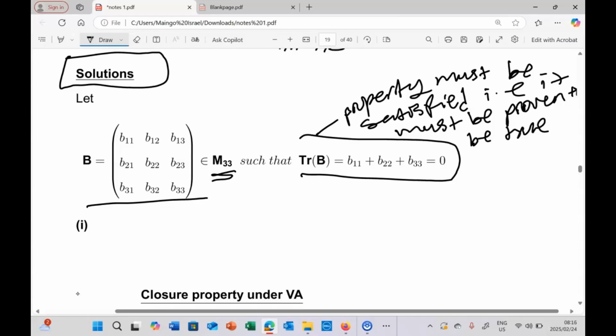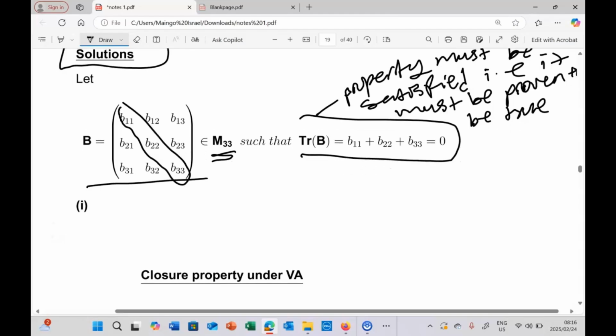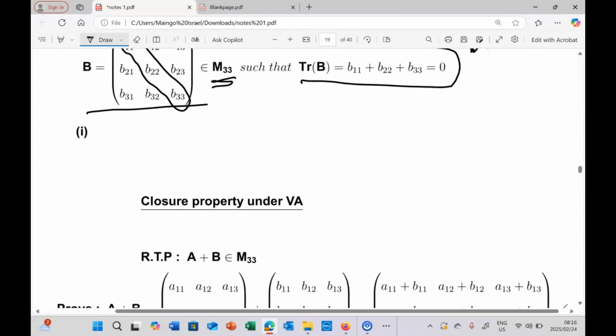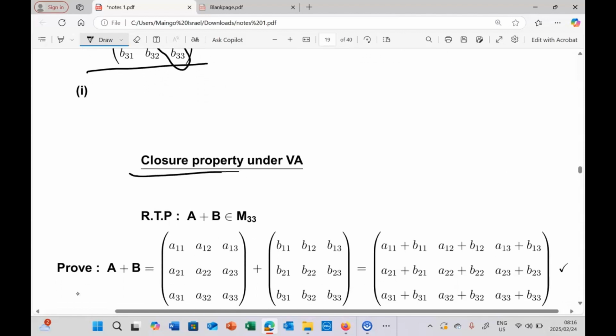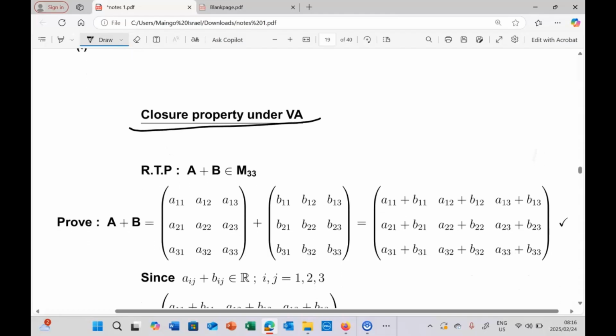So if we let this be a matrix, depending on the vector space, there is a property that the trace is 0. That means the sum of these diagonal elements equals 0. So now let's go to the first Roman figure, which is verifying closure properties. So, closure properties.